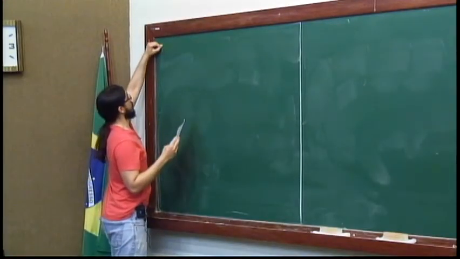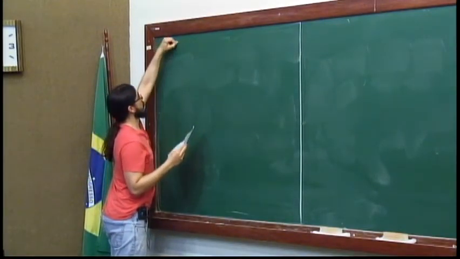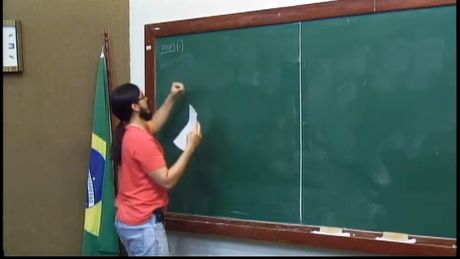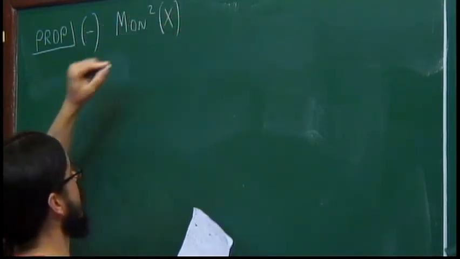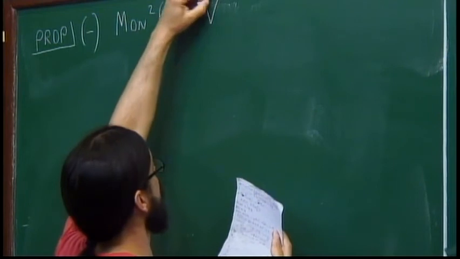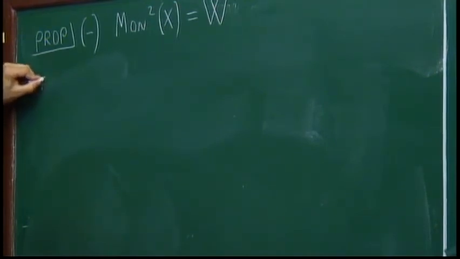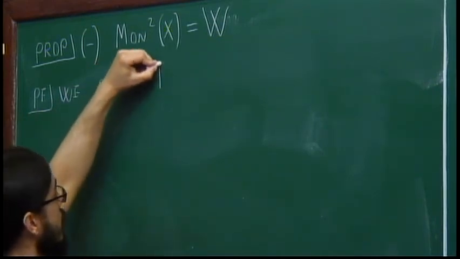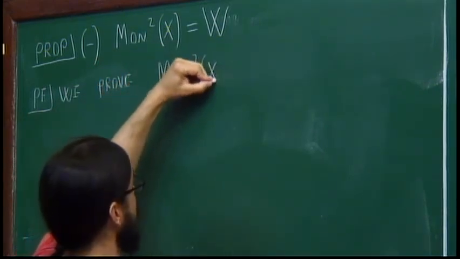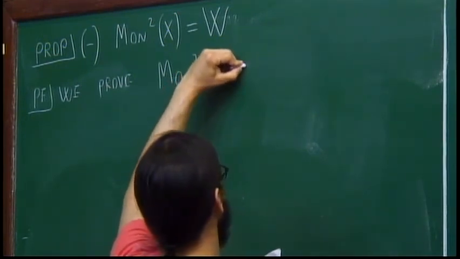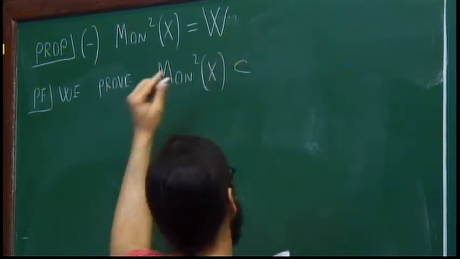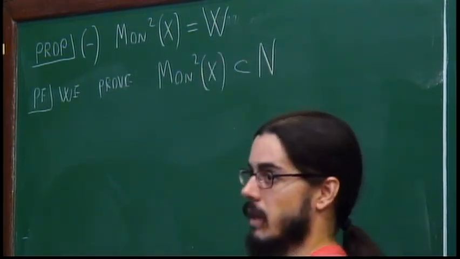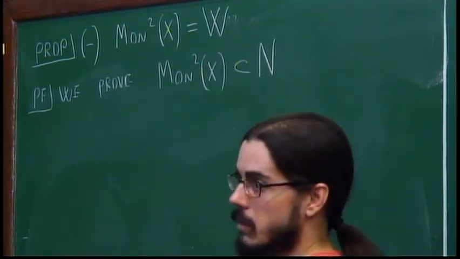So now the final result, as you will see, is just a quick computation and says that Mon2 of X is actually W. So to prove it, we prove that Mon2 of X is actually a subset of N. And then we just apply Markman's proposition.